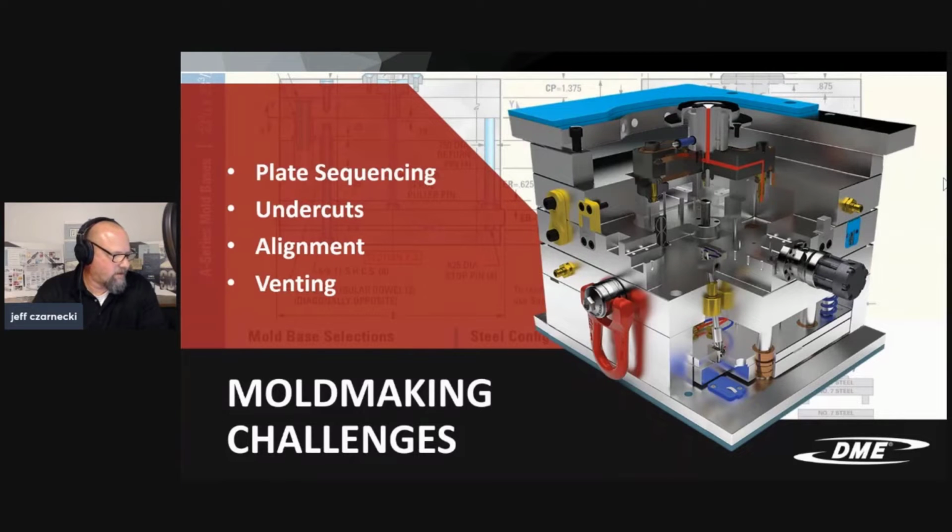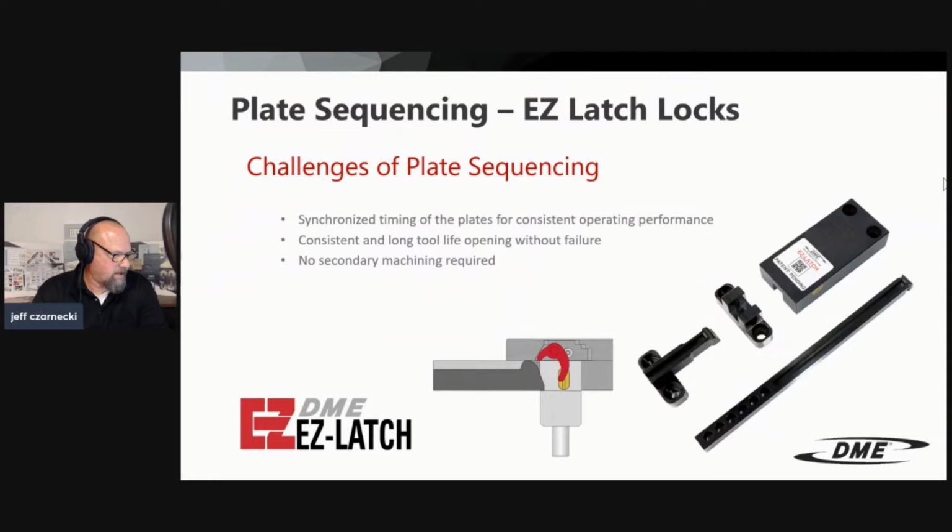DME has launched 4 new product solutions to address plate sequencing, undercuts, alignment, and venting. So getting into plate sequencing, multi-plate tools are very common within the injection molding world. They're used for part ejection, stripping gates and runners, in addition to also including multi-stage ejector applications. Sequencing these plates is very critical so that the molds operate correctly. And with that, DME has introduced the Easy Latch.